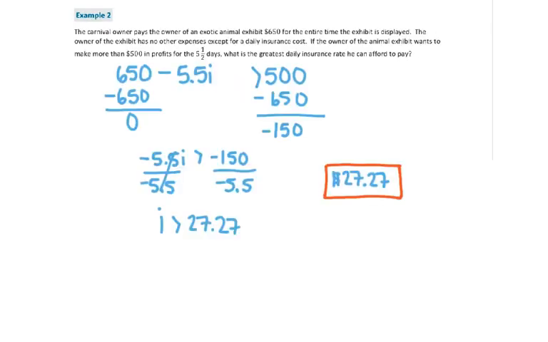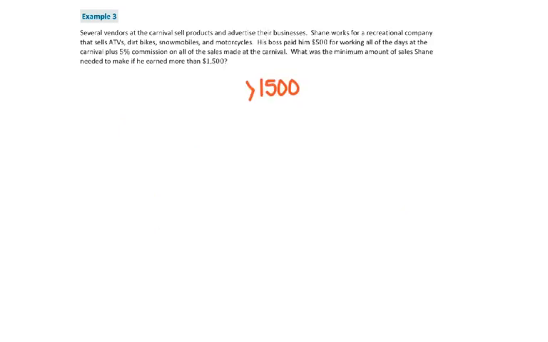I want to go back just for a minute. Make more than, okay. If he wants to earn more than $1,500 in profits. Got it. So his boss paid him $500. And then he's also making 5% commission. And remember, we represent 5% as a decimal as 0.05. So he's making 5% commission on his sales. So I need to know what the minimum amount of sales Shane needs to make if he earned more than $1,500. And that's why I have that greater than symbol there, because he's making more than $1,500.